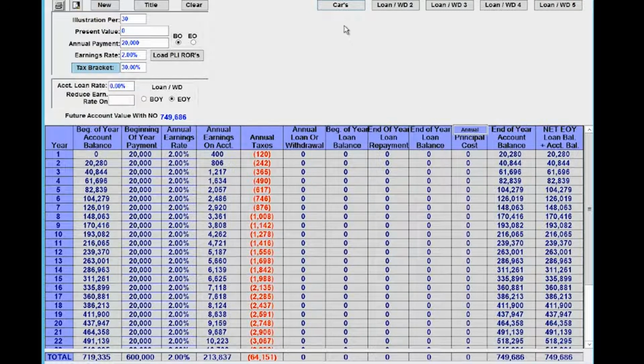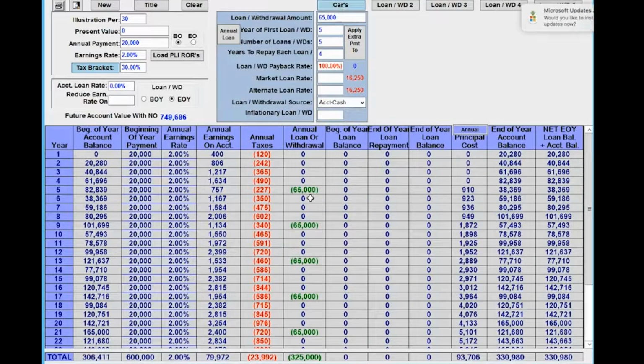Now, when we pay cash for the cars, those cars are going to cost $325,000 to buy all 5 cars. That's the hard cost, but now our account drops to $330,000. You want to write this down: $330,980, and that's a difference of, if you add this with the true cost of the cars, $93,706. That difference is lost opportunity cost.